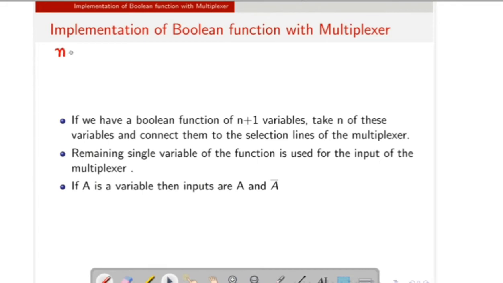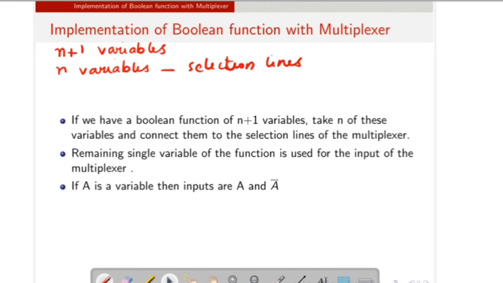Suppose we have a Boolean function with n plus 1 variables. Our aim is to implement this Boolean function using a multiplexer. So we take n of the variables from the n plus 1 variables, and those act as the selection lines of the multiplexer. We implement the given Boolean function using a 2 raised to n by 1 mux. Then the remaining one variable acts as the input of the mux. If A is the variable, then the input may be A or A bar. Next we can do some problems related to this topic.